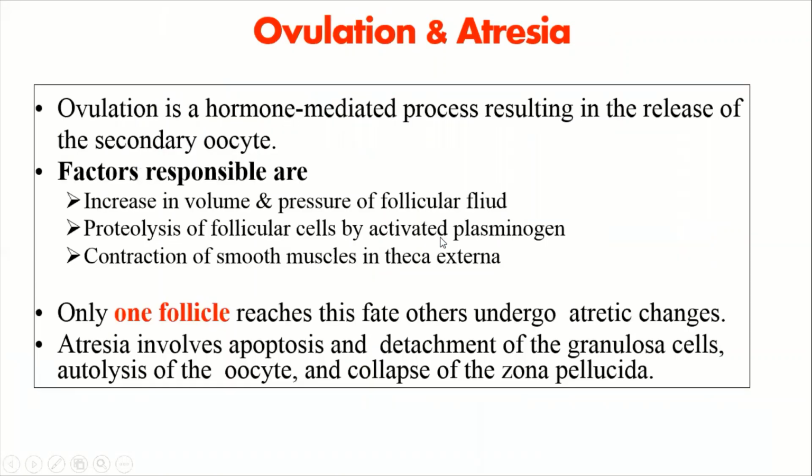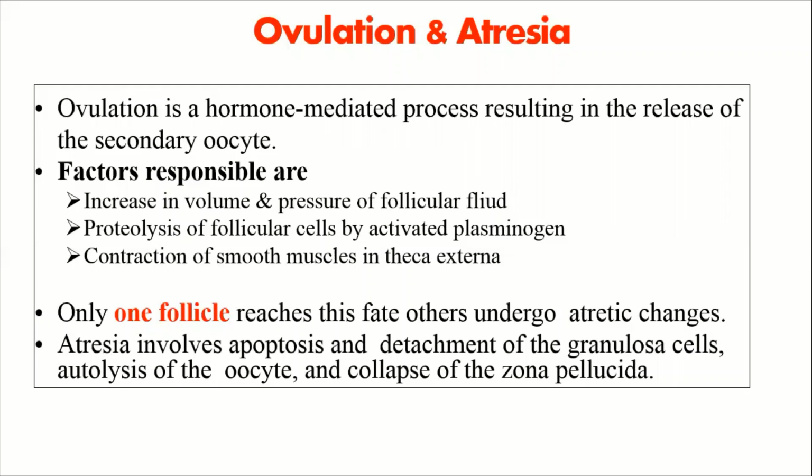Now what is ovulation? It is a hormone-mediated process resulting in the release of the secondary oocyte. The follicle destined to ovulate in any menstrual cycle is recruited from a cohort of several primary follicles in the first few days of the cycle. And we have a combination of factors like increase in volume and pressure of the follicular fluid, enzymatic proteolysis of the follicular wall by activated plasminogen, hormonally directed deposition of glycosaminoglycans also, and contraction of smooth muscle cells.